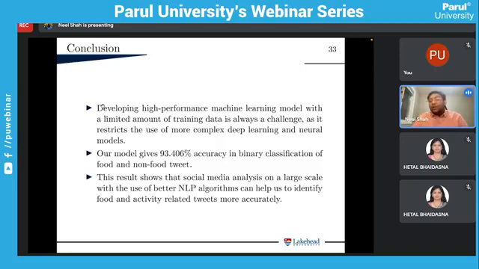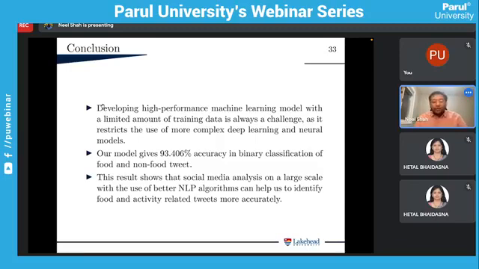Compared to the data we have and the model we trained, it still works very brilliantly. So the research also shows social media analysis on a large scale with better use of NLP algorithms, a combination of NLP algorithms, understanding and removing noise through NLP. NLP is not the only way to understand the data. NLP can be a way to remove the noise from the data.